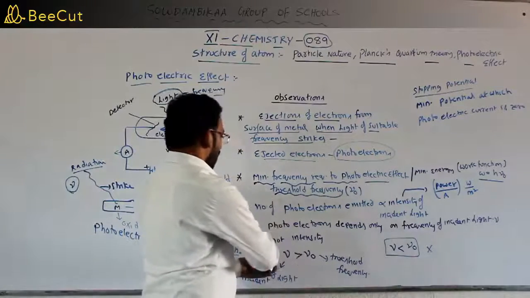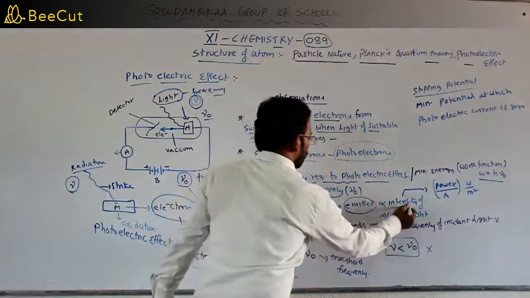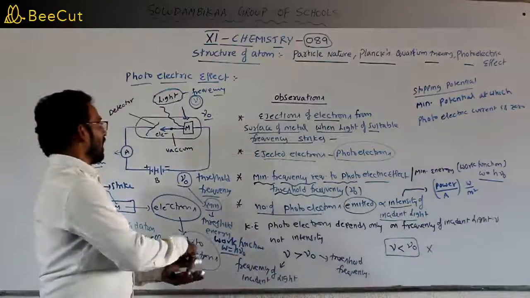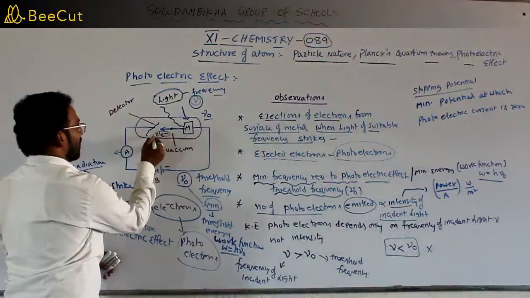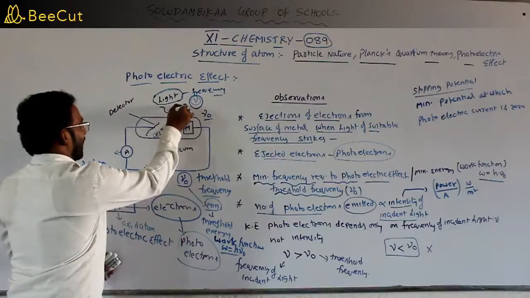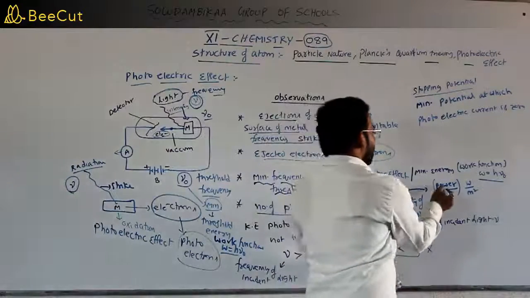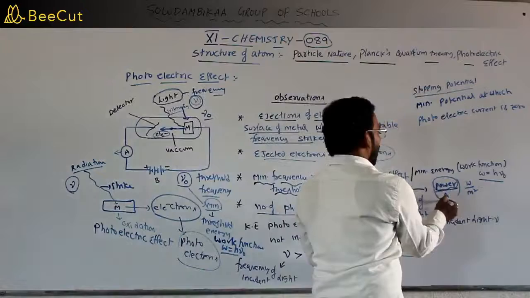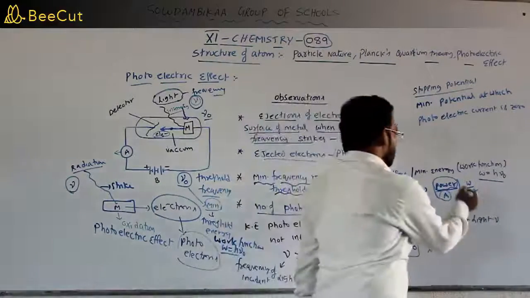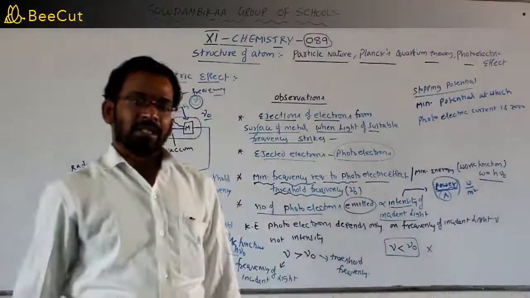Next, the number of photoelectrons emitted is directly proportional to the intensity of incident light. The number of electrons emitted depends on the intensity of incident light. What is the definition of intensity? It is the power produced per unit area. So that means if maximum power is given, a maximum number of electrons can be ejected.